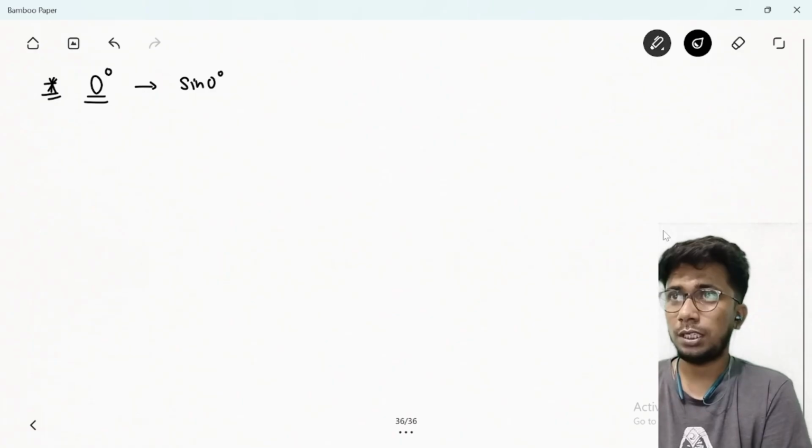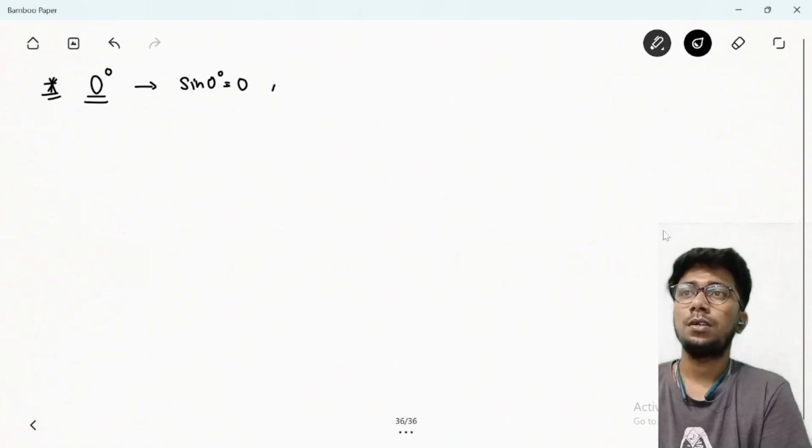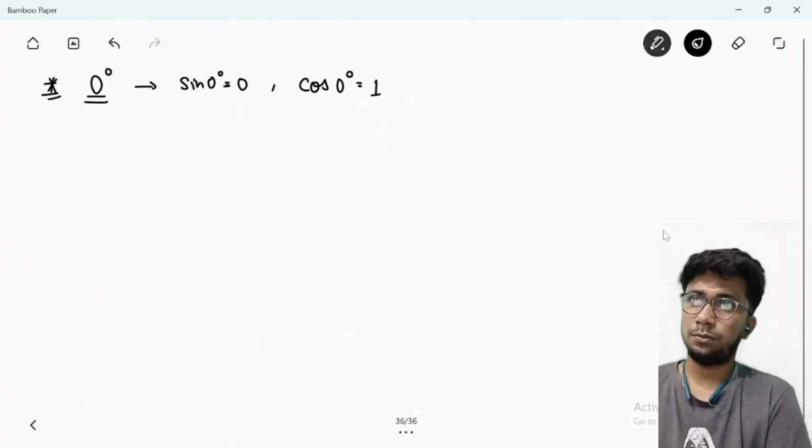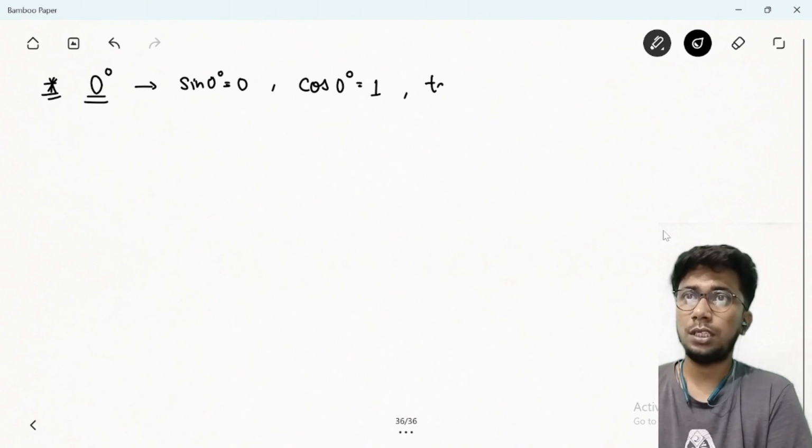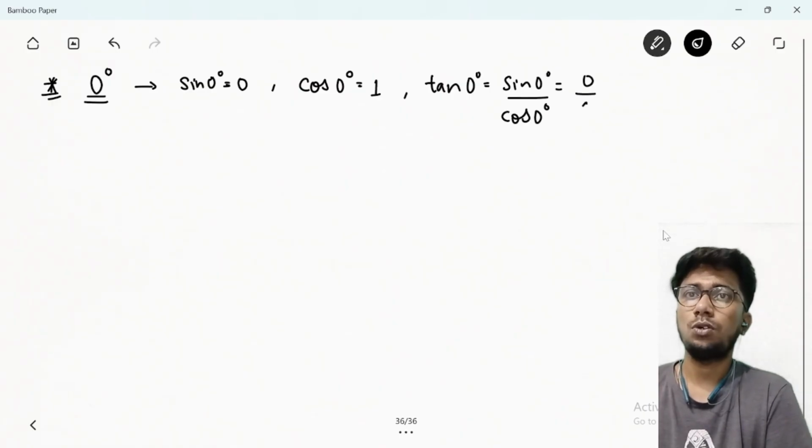sine 0 degrees is 0. Fine. Cos 0 degrees is 1. So what will be tan 0 degree? Tan 0 degree will be sine of 0 degree upon cos of 0 degree. It will be 0 upon 1, that is 0.